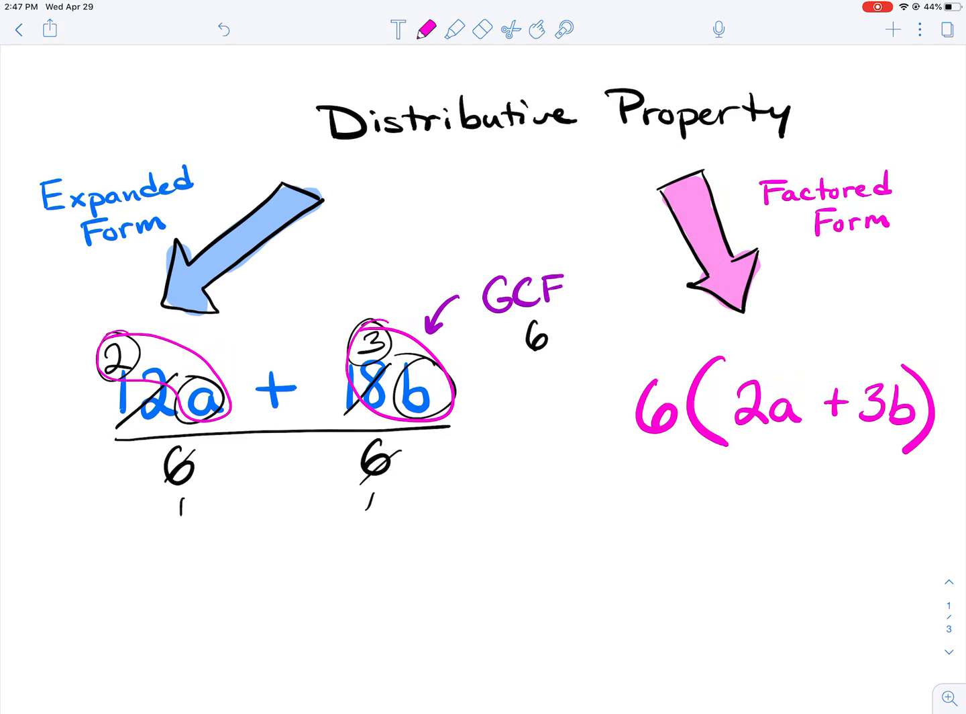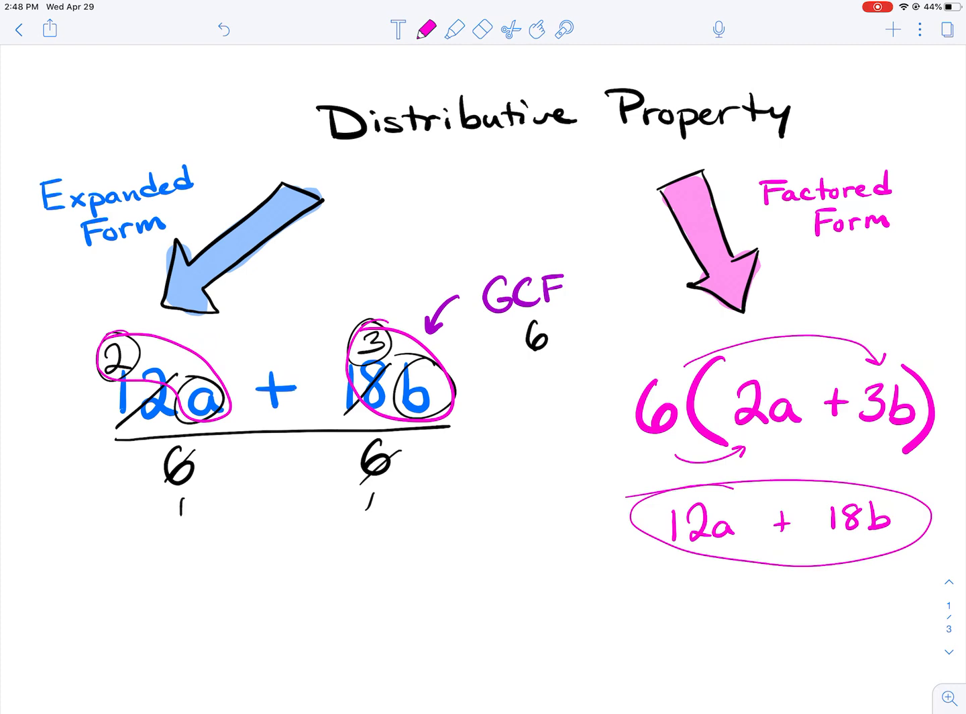And if you're not sure if you did this the right way, all you really have to do is look to see if you were to multiply 6 times 2a, would you get 12a? And if you were to multiply 6 times 3b, would you get 18b? And if you would, that means our expanded form appears again. So that is how you find the factored form using distributive property.